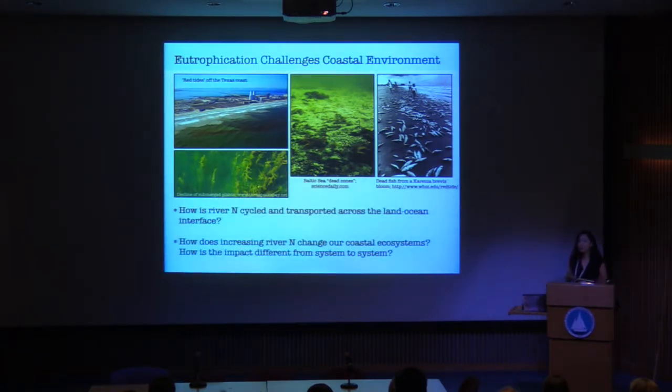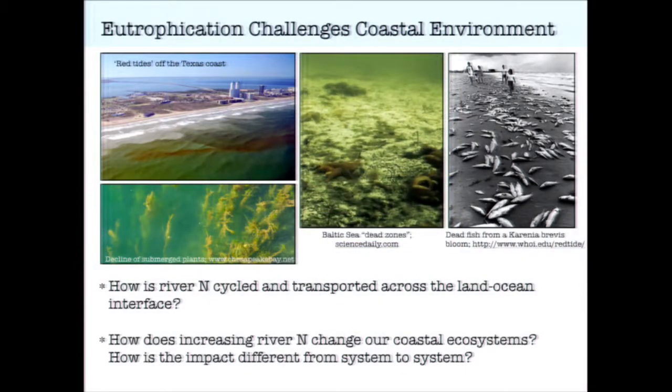Some of the questions I'm particularly interested in are, to the first order, how is this river nitrogen processed and cycled while it's being transported across the land-ocean interface? How much is removed on a global scale and by what processes? And how much nitrogen is ultimately transported to the open ocean, and where does it end up in the open ocean? And second, maybe more importantly, how is this increasing river nitrogen loading changing our coastal nitrogen cycle and coastal ecosystems? And how is this impact different from coast to coast, system to system?